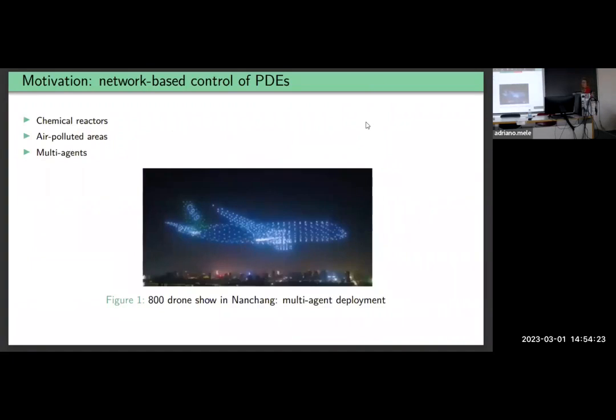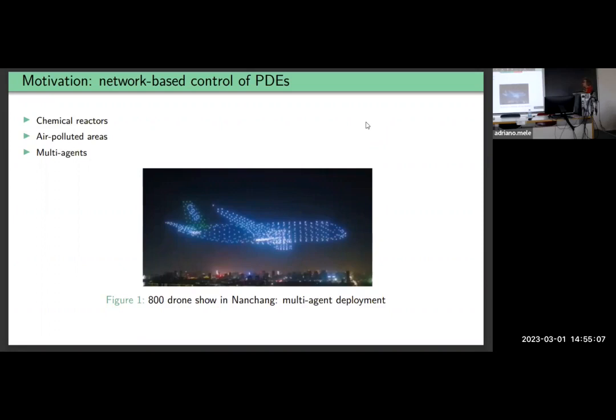Okay, now another topic, a few words. I'm working a lot with control of distributed parameter systems, or partial differential equations, and also network-based control of such systems. Why may this be of interest? For instance, chemical reactors or air-polluted areas are governed by partial differential equations, like diffusion equations, and it is very attractive to have, for instance, long-distance control of such systems.